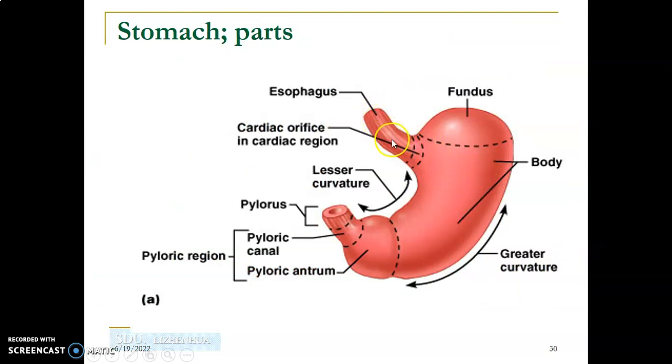So this is the esophagus. Gastroesophageal junction with the cardiac sphincter. So this is the cardiac region. This is the fundus, which is the upper portion, then the body before you get to the pyloric antrum, and this is where you have your pyloric sphincter.